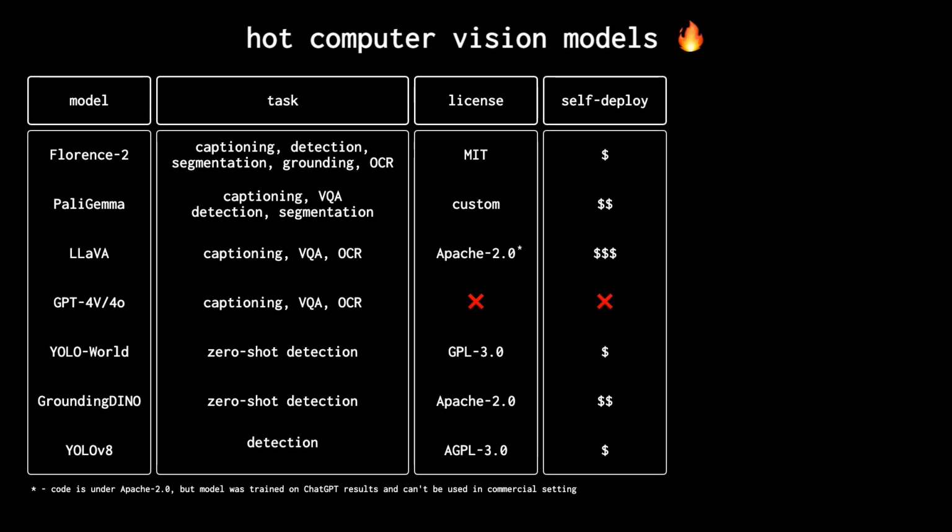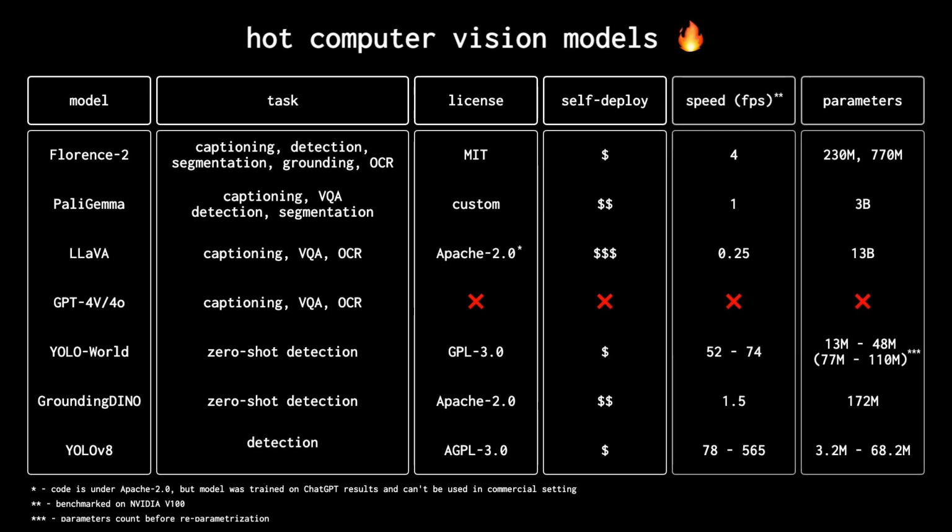The next category is self-deploy. Of course, GPT-4 Vision, as a fully closed model behind an API, does not give us this possibility. As for the rest, the number of dollar signs next to each model maps to the hardware power we need to deploy it. Florence-2, YOLO-World, and YOLOv8 can be easily deployed even on edge devices. PaliGemma and Grounding DINO will easily fit on consumer-grade GPUs, and LLaVA, at least without any optimization, will require most of the VRAM.